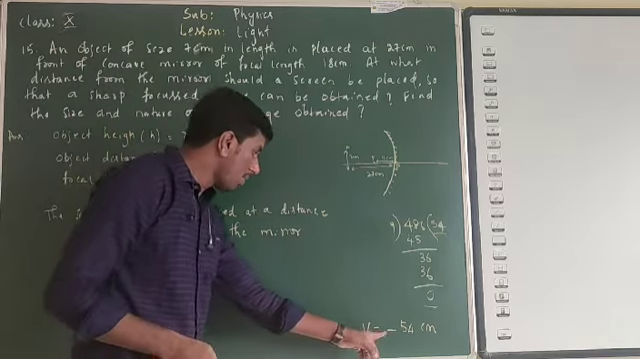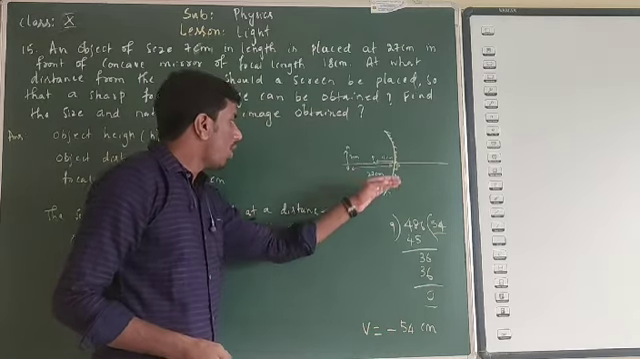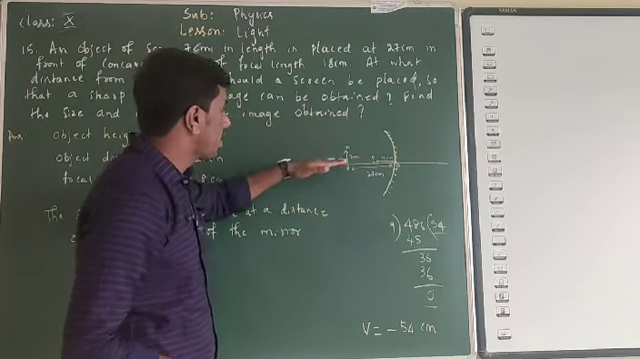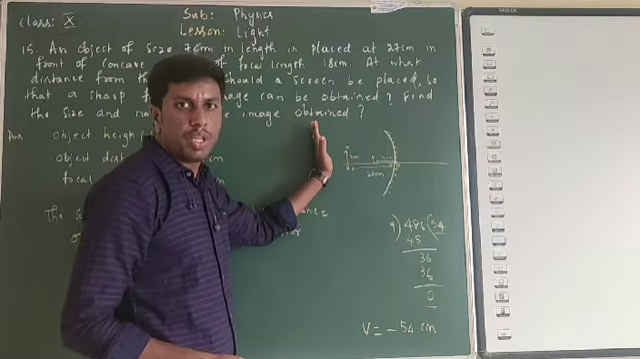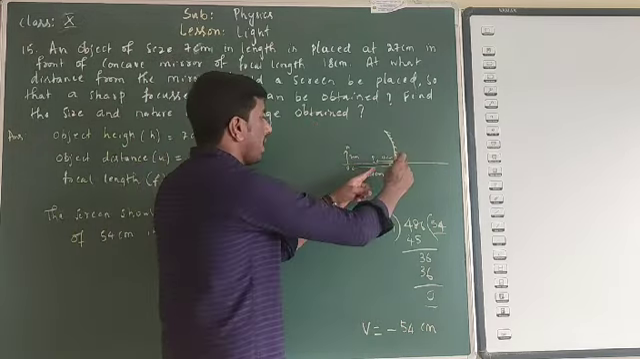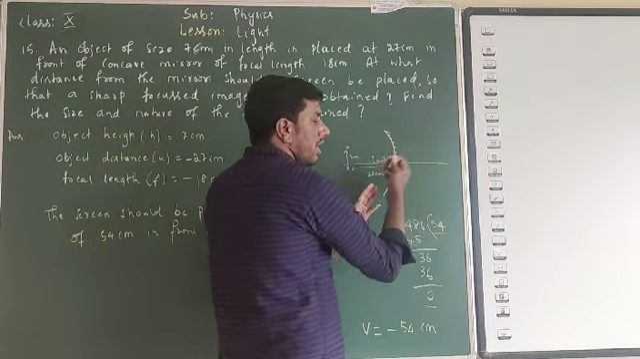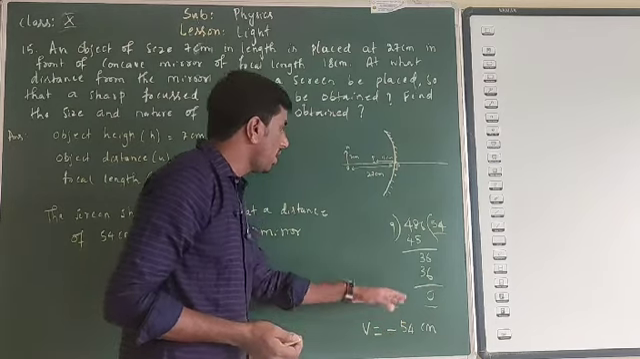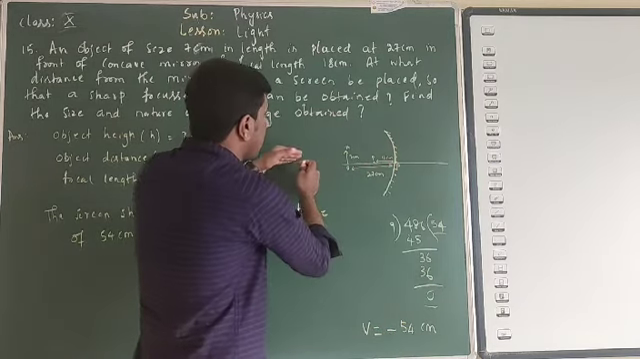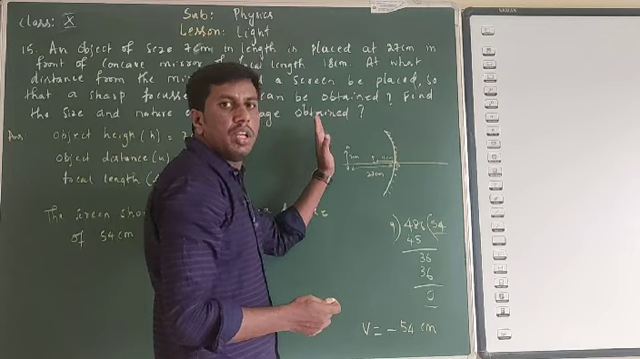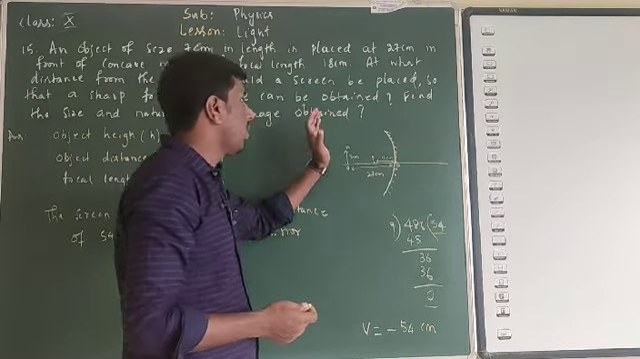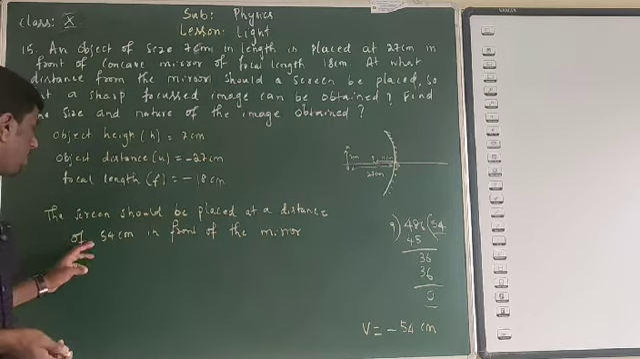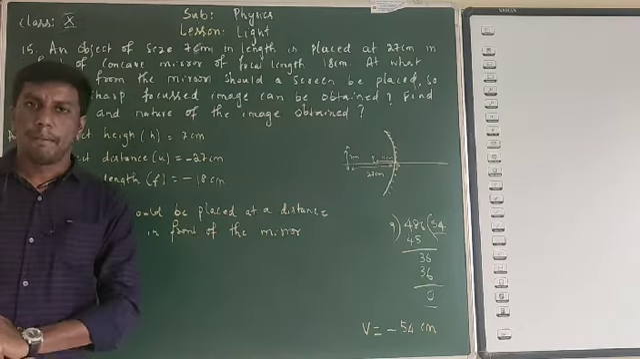Why in front of the mirror? Because I am getting a negative sign. So the image will be obtained in the negative direction only, I mean the negative x-axis only, at the same side of the mirror only. If it is positive, then the image is obtained on the other side, behind the mirror. Since I am getting a negative sign, the distance will be on the negative x-axis only. Therefore, the image will be obtained on the negative x-axis only. So therefore, in front of the mirror only. The screen should be placed at a distance of 54 cm in front of the mirror.